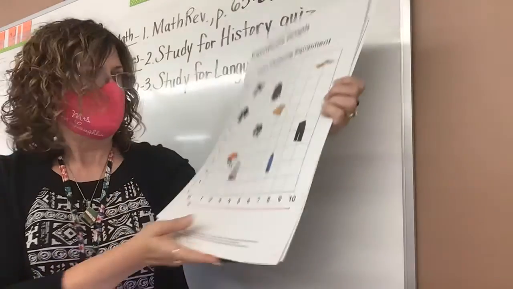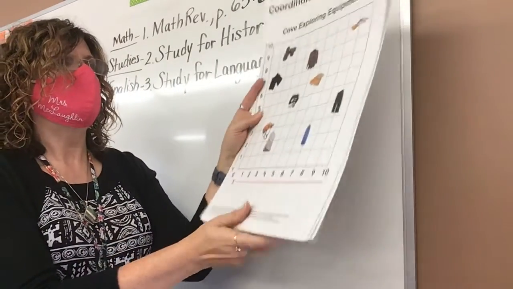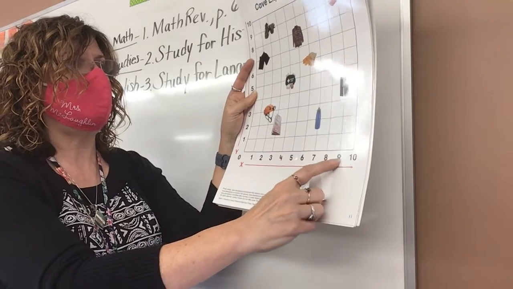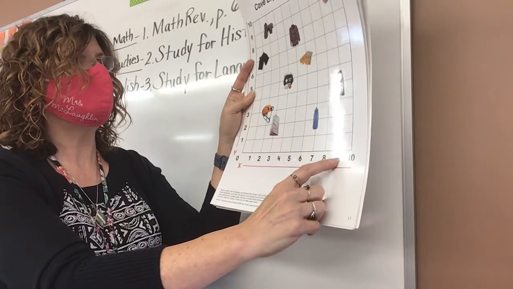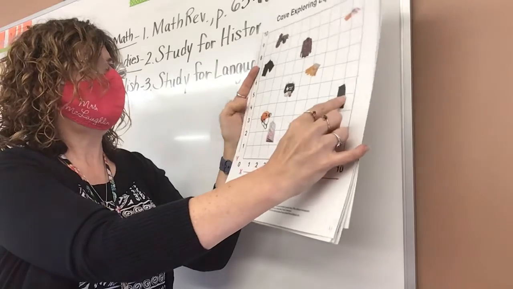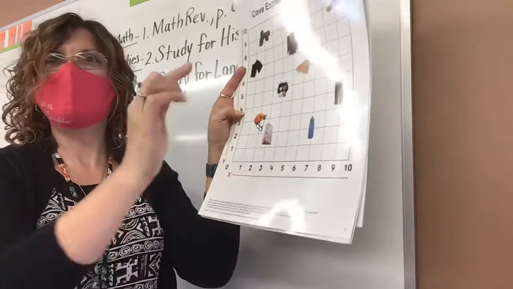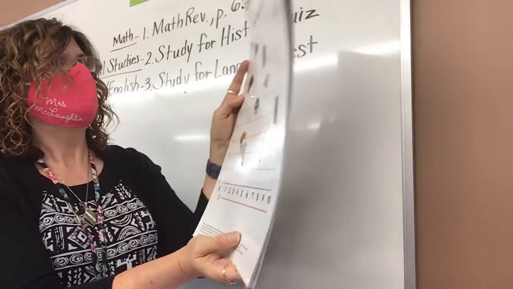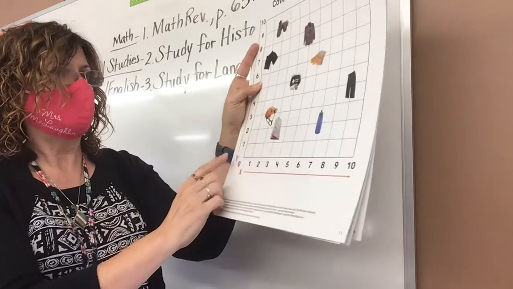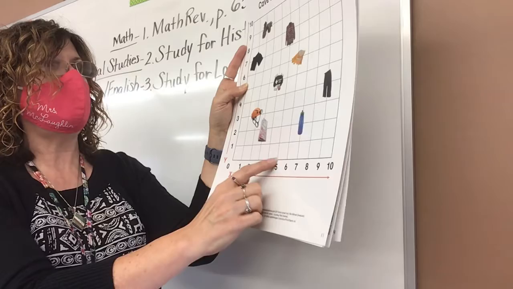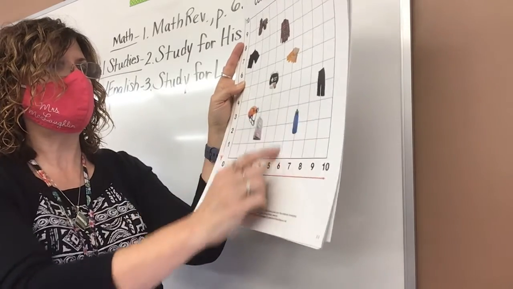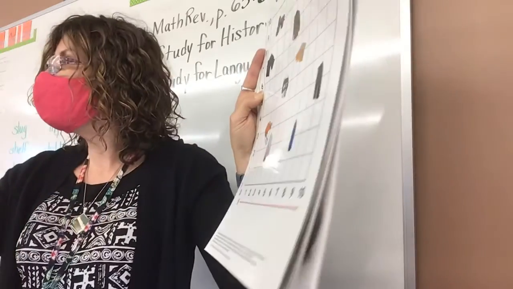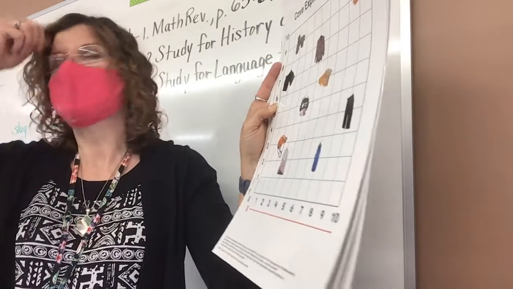Alright? So let's say we wanted to figure out the ordered pair for these pants right here. We would go across to the 9, and that would be our first number. And up to the 4. So that would be 9, 4. That would be the ordered pair for those pants. And let's say we wanted to do the gloves. So we'd go across to the 6, because that's underneath the gloves, and up to the 6. So that one would actually be 6, 6.